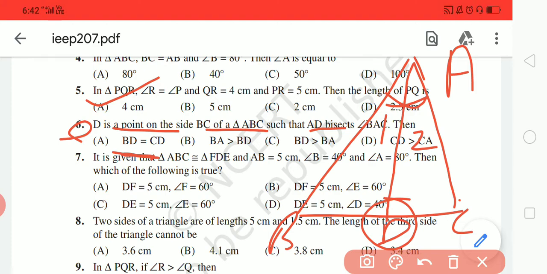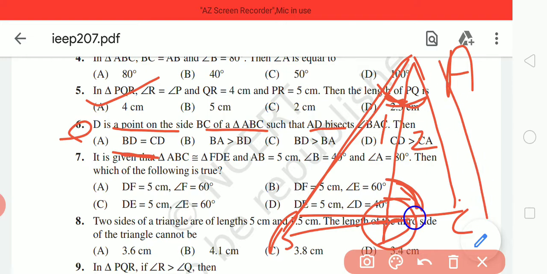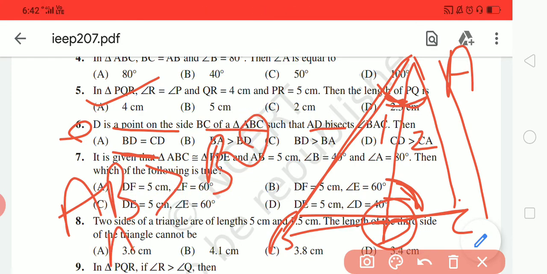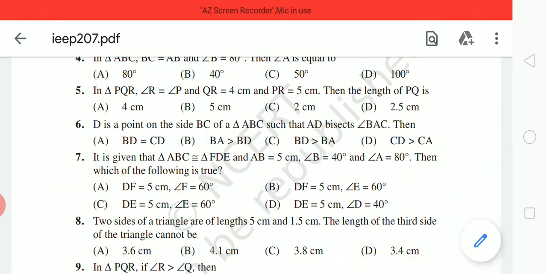So let us check the condition of the angles. If I take this angle at D, this is greater than this one, right? So you can say that AB is greater than BD, or AC is greater than DC. Let us check which option shows the same thing. AB is greater than BD is the right option.